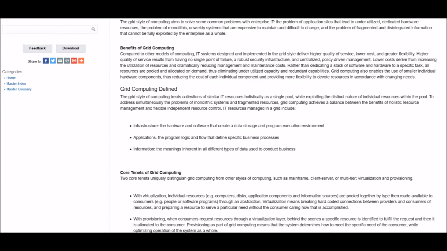They just want it. Now, provisioning, on the other hand, is when consumers request resources through the virtualization layer. Behind the scenes, a specific resource is identified to fulfill the request, and then it is allocated to the consumer. Provisioning is a part of grid computing, meaning that the system determines how to meet the specific needs of each individual consumer, while still maintaining the most optimized system as a whole that it can.